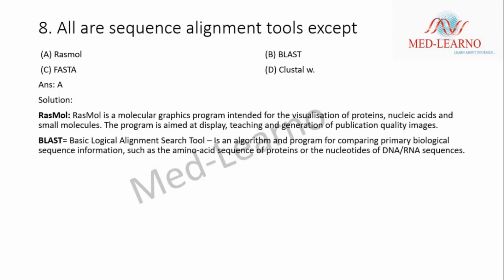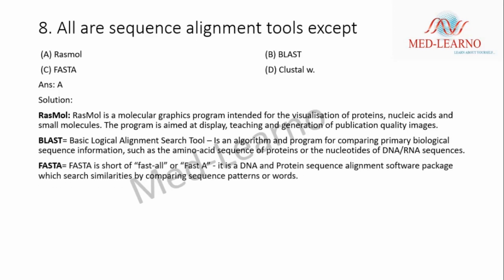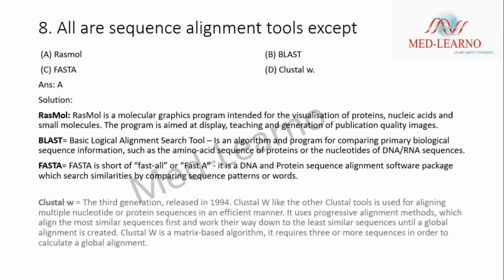BLAST, the Basic Local Alignment Search Tool, is an algorithm and program for comparing primary biological sequence information such as the amino acid sequence of proteins or the nucleotides of DNA or RNA sequences. FASTA is a short form of Fast All or FASTA. It is the DNA and protein sequence alignment software package which searches similarities by comparing sequence patterns or words.